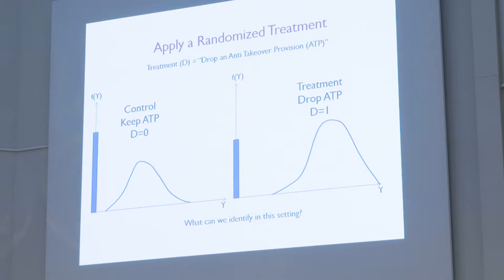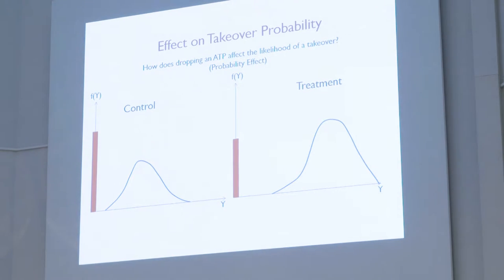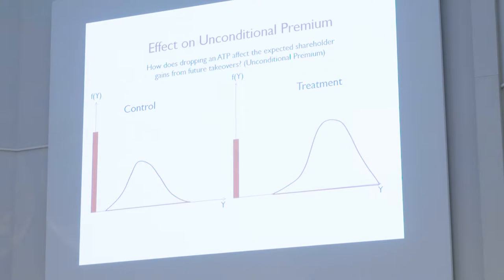Things are going to happen to the treatment group, right? And the question is, what can we measure here? What can we really identify here? Well, the first obvious thing, we can measure the effect on the probability. By comparing these two mass points, or these two surfaces, we can see whether dropping these provisions increases or decreases takeovers. The second thing we can also measure is shareholder values, or the mechanical part of shareholder value through takeovers, by just integrating the whole two diagrams, for the treatment and the control group, including the zeros, right?